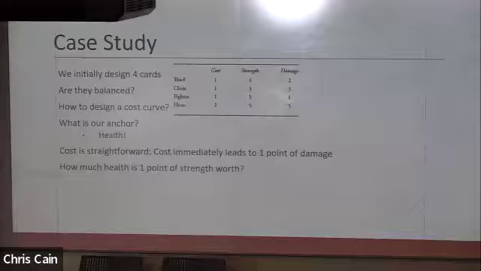So now the next question to figure out is how much health is 1 point of strength worth? I'm going to leave this there for a while and see if you can get together in small groups and figure out how would you answer that question. If our anchor is health, we want to tie strength back to health in some capacity. So how should we value the benefit of points of strength compared to points of health? So have that discussion for a bit.